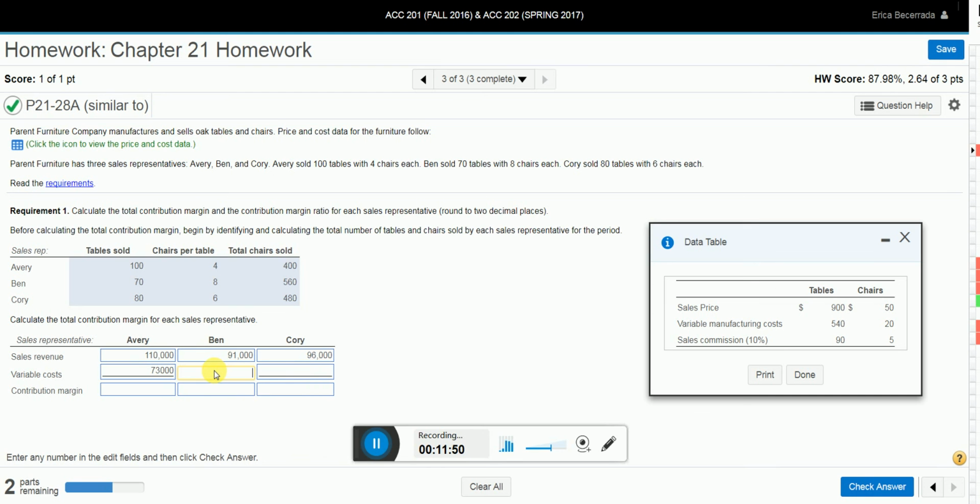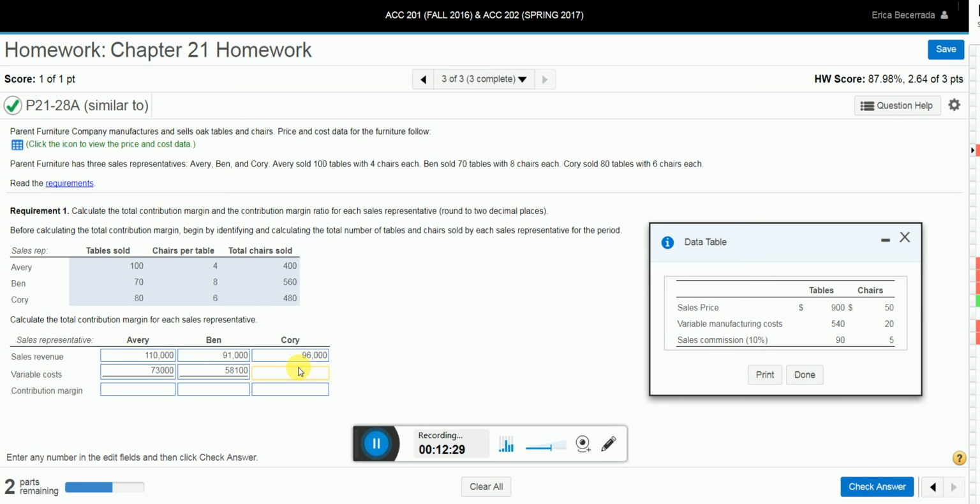We're going to do the same for Ben. So Ben's variable commission cost is $9,100. Add that to his variable manufacturing cost of $49,000. We get $58,100 as his total variable cost.